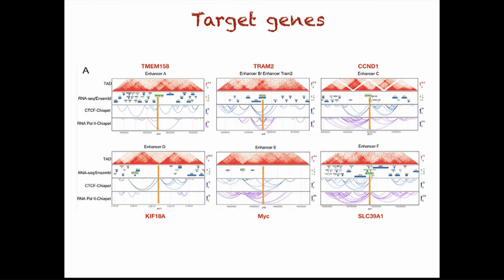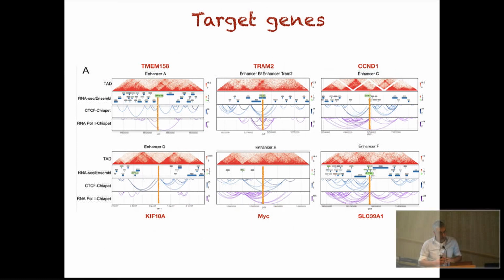Right, so what are the target genes of these enhancers? This is a bit of a global view, a bit dense, but here you can see the names of the target genes. See here MYC and cyclin D1. These are very well-known targets of YAP. So there we fished out the enhancers which were not known, the enhancers that potentially activate those genes.